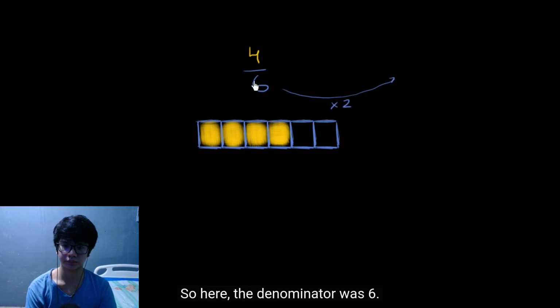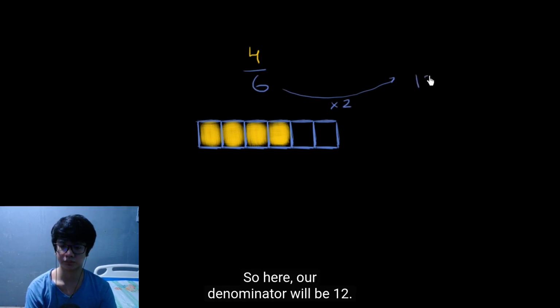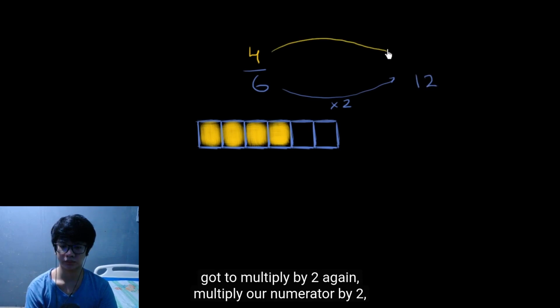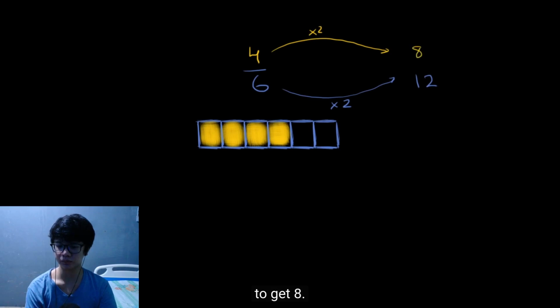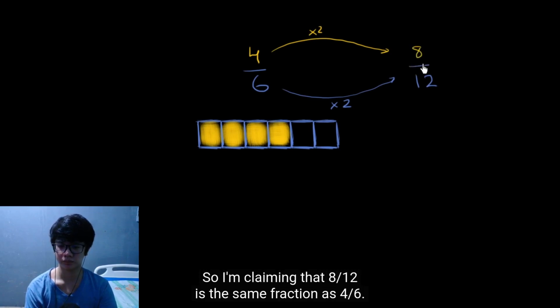So here, the denominator was 6, so here our denominator will be 12. If our numerator here is 4, well, we've got to multiply by 2 again. Multiply our numerator by 2 to get 8. So I'm claiming that 8/12 is the same fraction as 4/6.